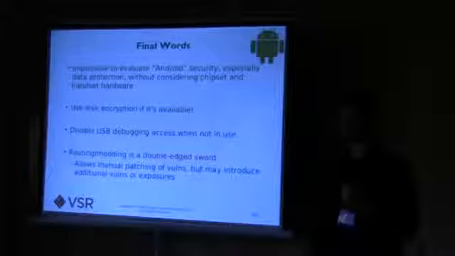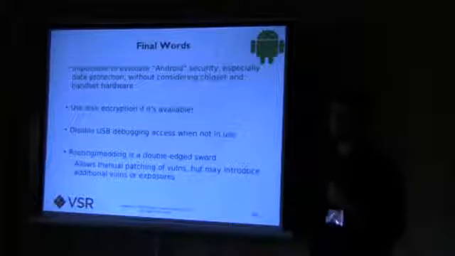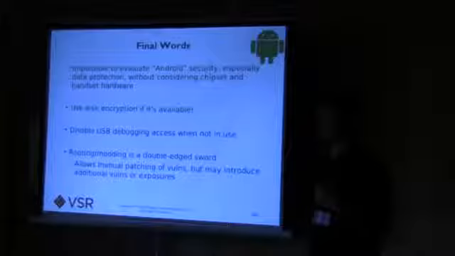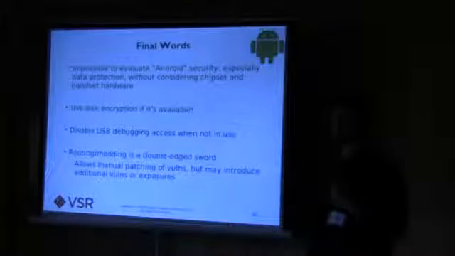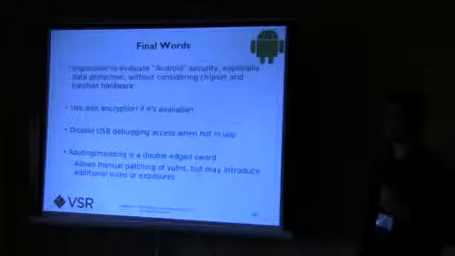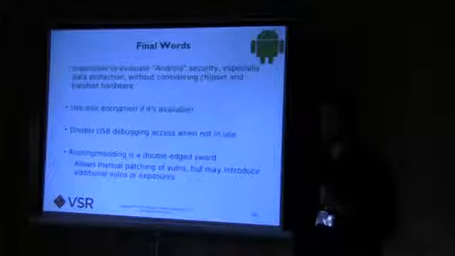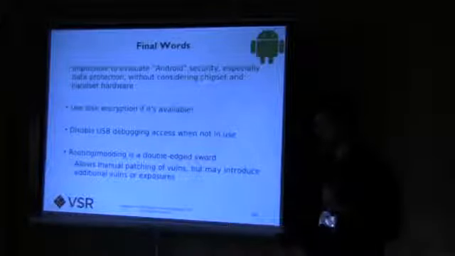Use a strong password. If you use ADB frequently, disable USB debugging access when you don't need it, because this is just a backdoor channel into your phone. And then finally, rooting and modding is obviously a double-edged sword. If you're a very security-conscious user, it can give you more power in locking down your device. You can continue to upgrade your phone in the absence of carrier updates and fix vulnerabilities yourself, but it may introduce additional vulnerabilities and exposures.